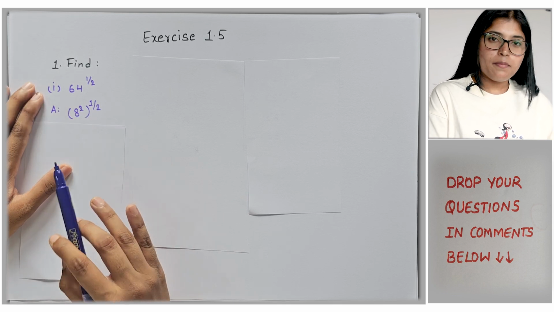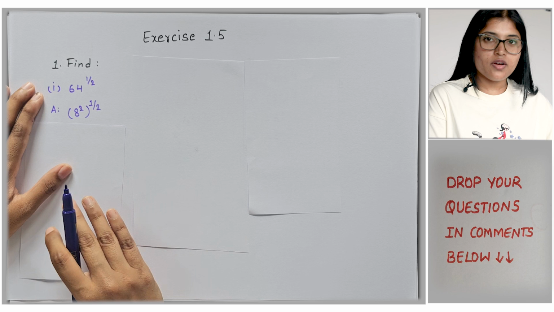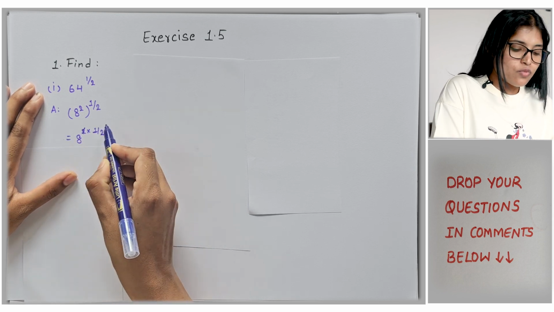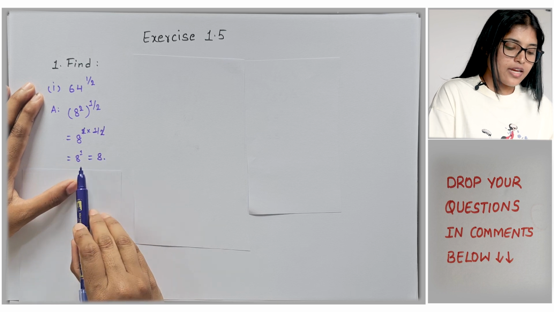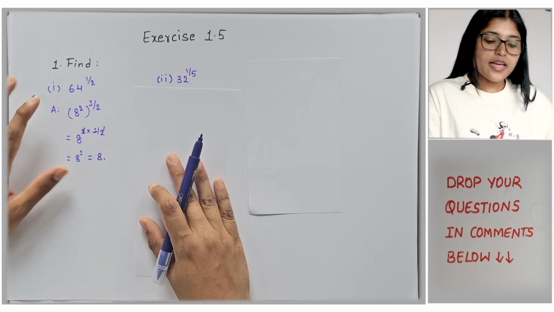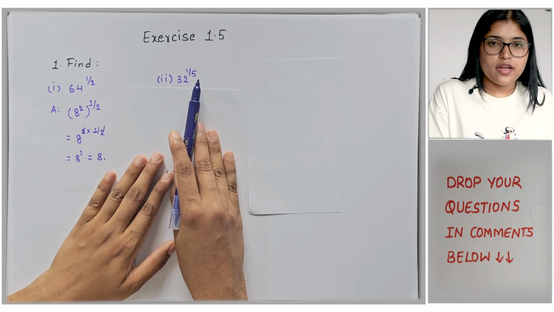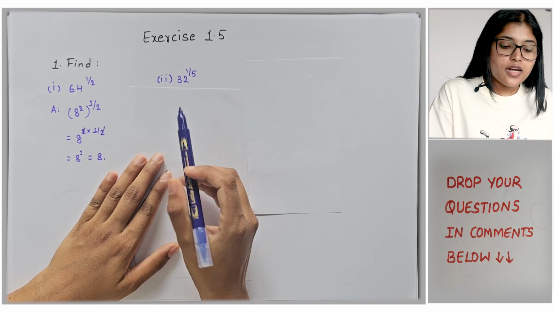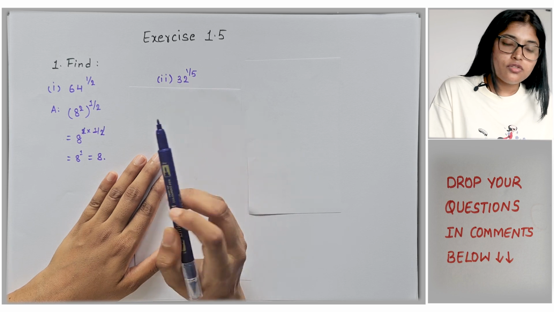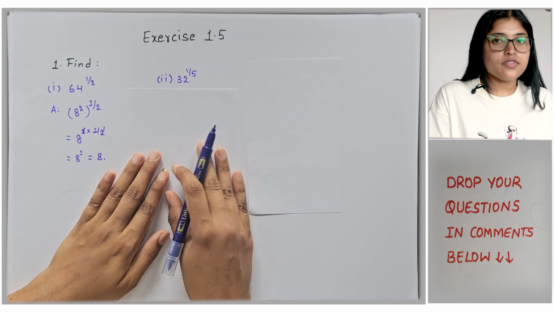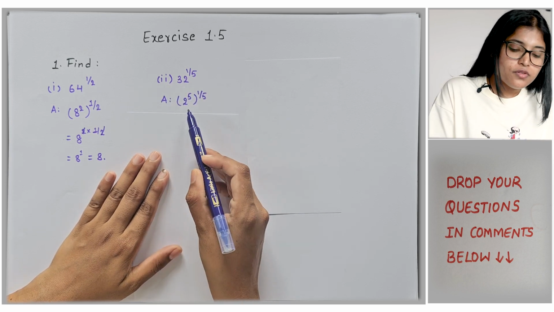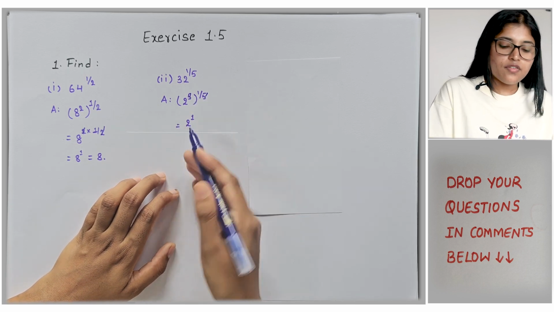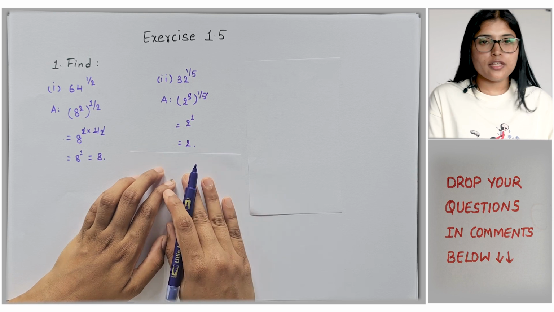Now using the law a power m whole power n equals a power m into n, I can do 8 power 2 into 1 by 2. So this 2 and 2 get cancelled. I'm left with 8 power 1, which is nothing but 8. The second question is 32 power 1 by 5. Now remember, because there is 5 here, you have to think of a number that might have a power 5 which is equal to 32. Now I know that 2 power 5 is equal to 32. So I can write 2 power 5 into 1 by 5. Similar to this question, I can cancel 5 and 5. I'll be left with 2 power 1, which will be equal to 2.